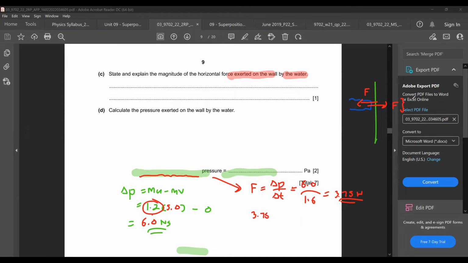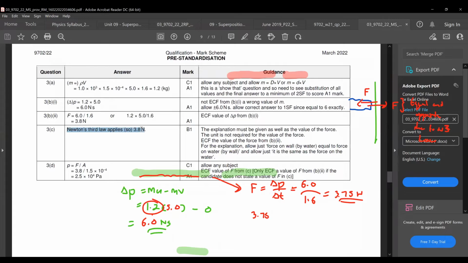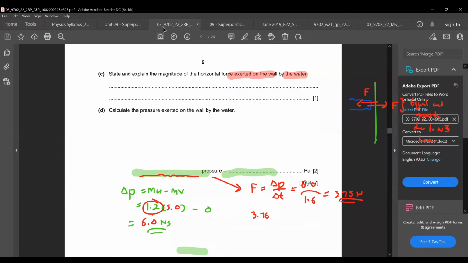This one here will be equal and opposite due to Newton's third law. So you can actually just say the same thing. Newton's third law applies, so it will be 3.8 Newton. They ask you to state and explain the magnitude. According to Newton's third law, the forces should be equal and opposite, so the force is 3.8 Newton.